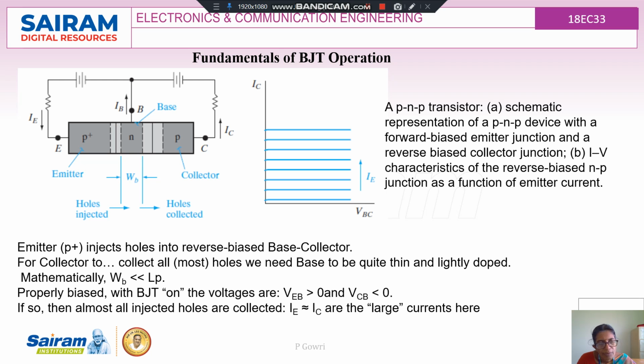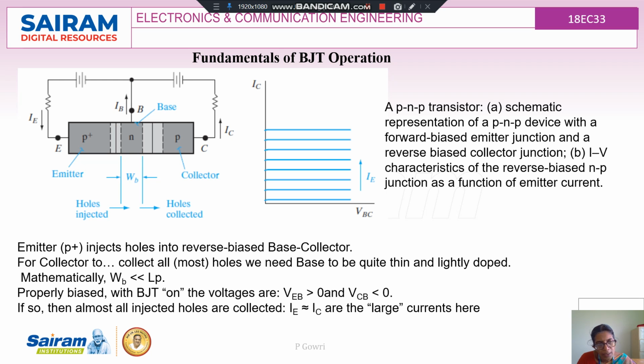Now these holes coming from the emitter region will be moving to the N region because this is forward biased. We know that during the forward biased condition, the majority carriers will be moving from P to N and N to P due to the diffusion process. So the holes in the P region will be moving to the N region by the diffusion process.